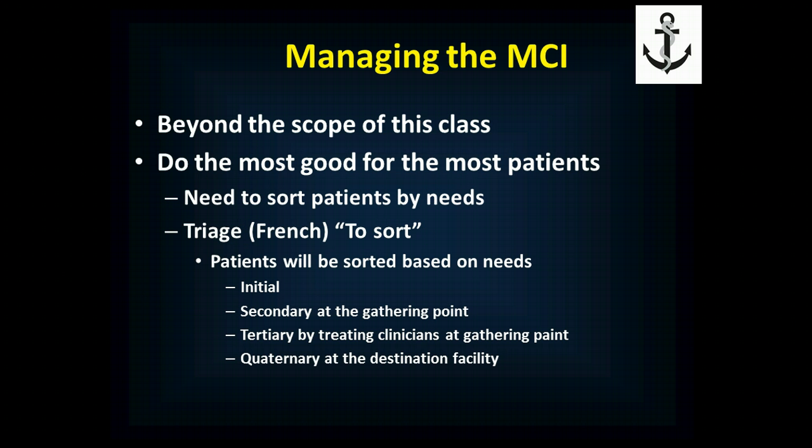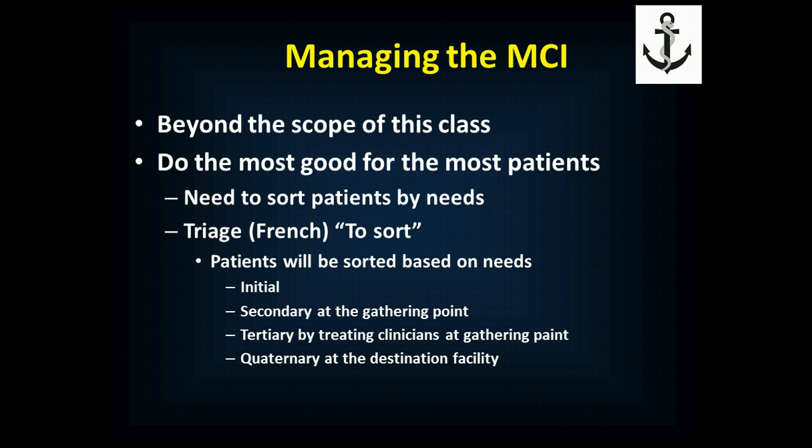Now, managing mass casualty incidents is beyond the scope of this class, but the idea of managing an MCI is to do the most good for the most patients with the resources you have available. And so you need to be able to sort out patients by their needs to determine who you're going to do the best for. So you do something called triage, which is the sorting process so that you can do the most good for the most patients with your limited resources.